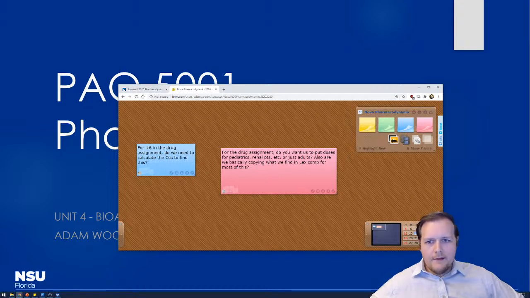And then someone else had asked, for number 6 in the drug assignment, do we need to calculate the CSS in order to find this?